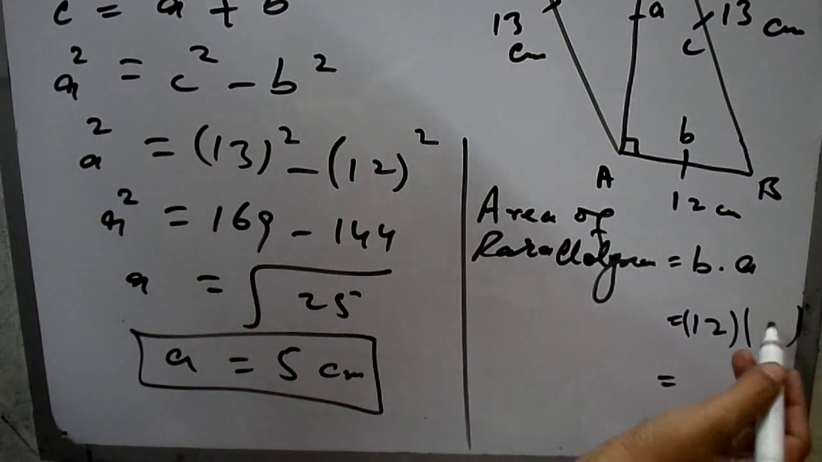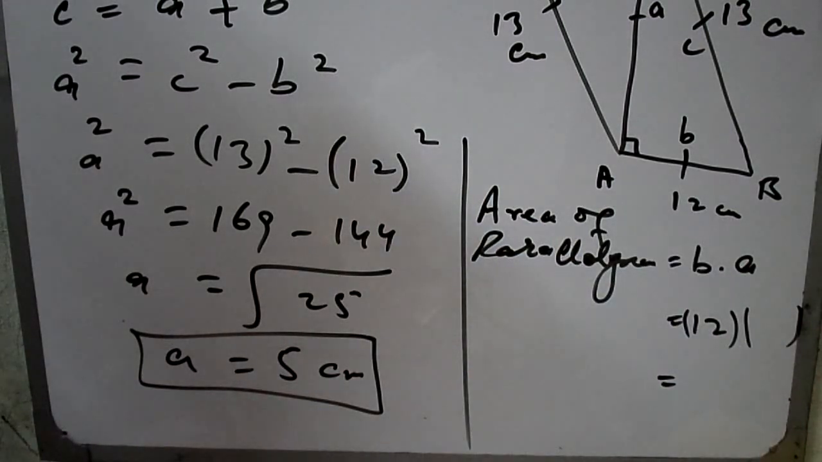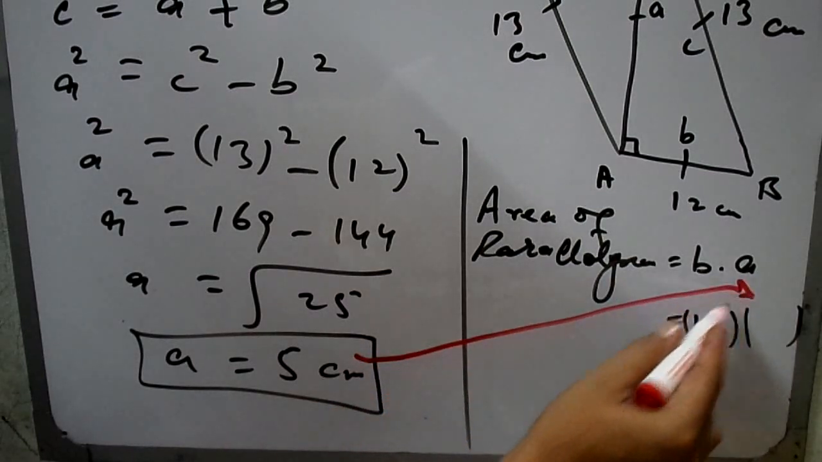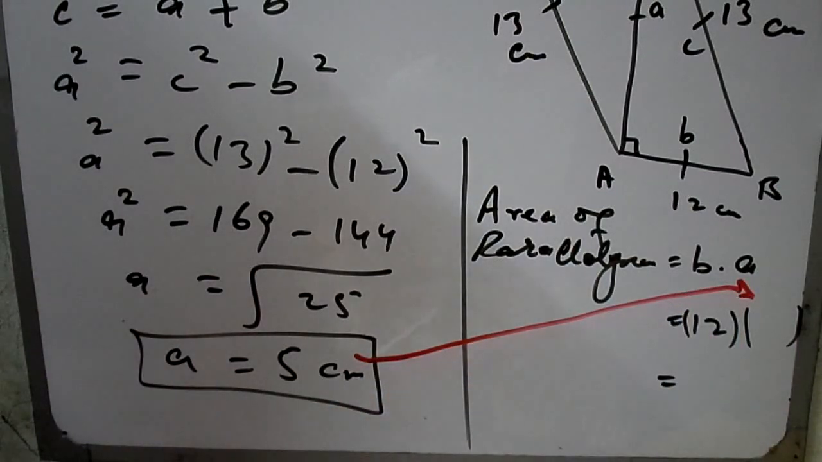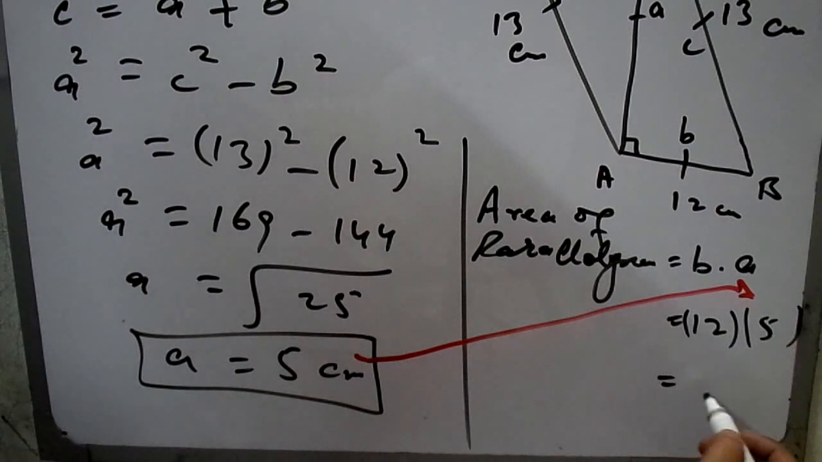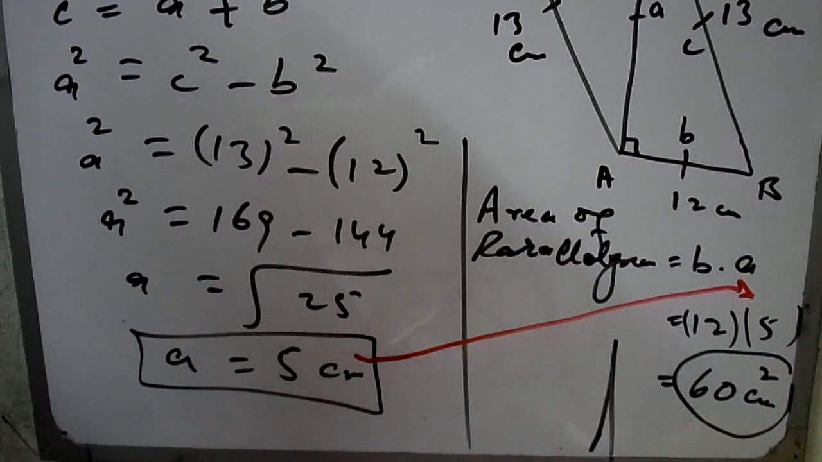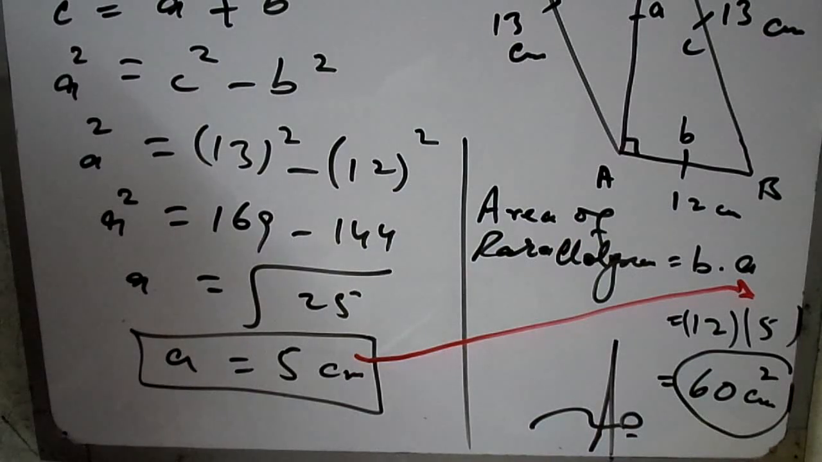So you should put this 5 here, the value you have calculated. So you can easily find the area of the parallelogram, that is 60 centimeter square. So that is your result. Now coming to question number 16.